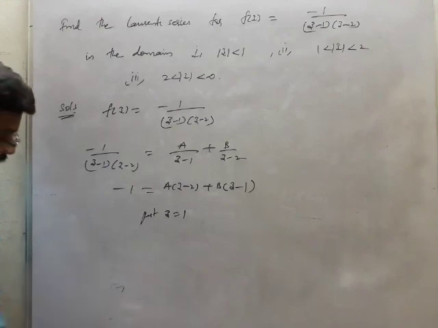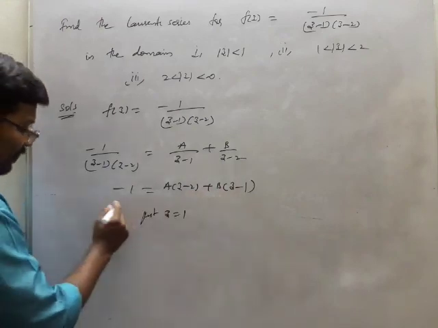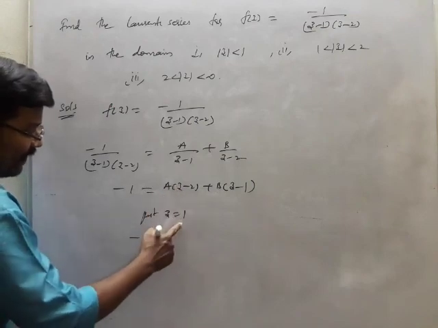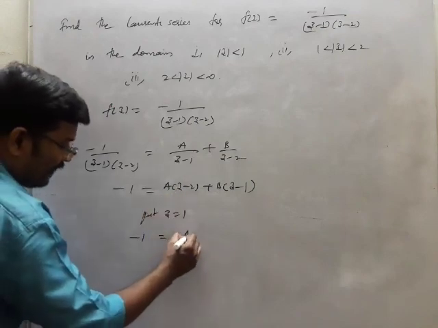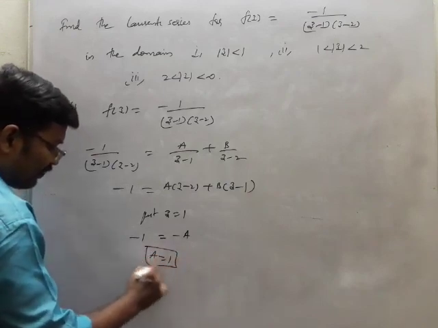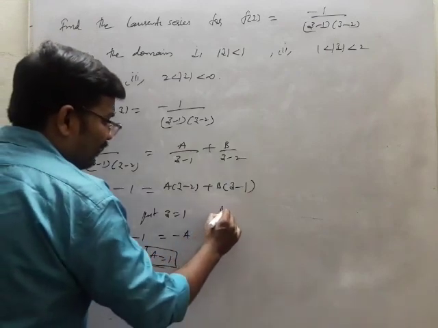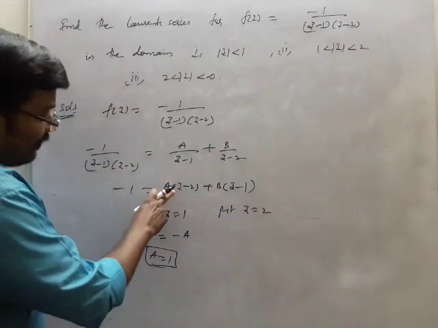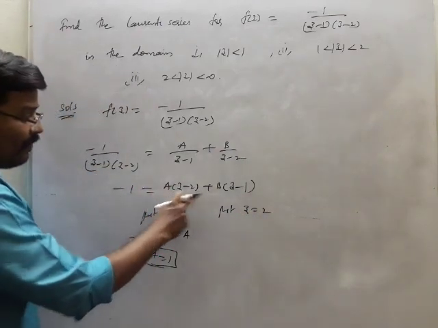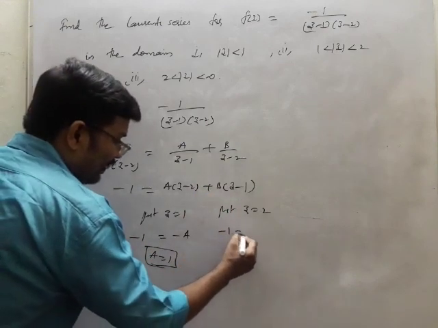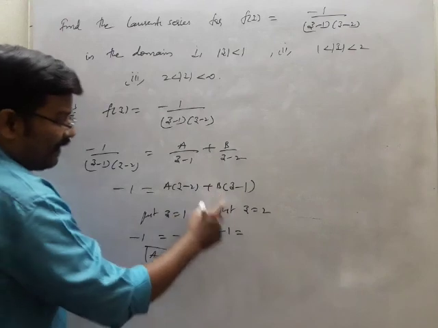If you put z equal to 1, this will be 0. You will be getting -1 = A times (1-2), so A is -1 times -1, therefore A is nothing but 1. So you got A is 1. Put z equal to 2 to get B. If you put 2 here, this will be 0. Then this is 2 minus 1, which is nothing but 1. So you will be getting -1, and the left side is -1, so you will be getting B.